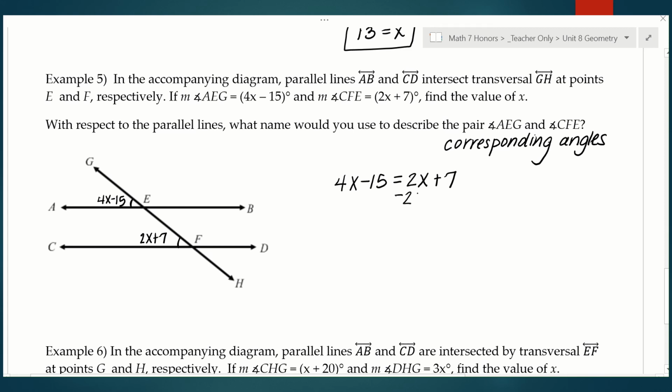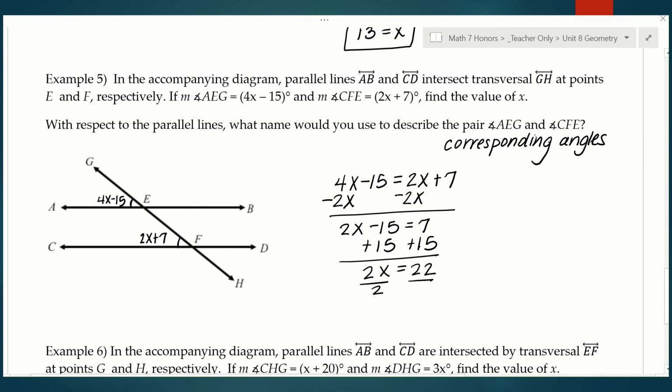All right, so let's get our variables to one side, subtract 2x. We're going to add 15. And we're going to divide by 2. And we get that x is equal to 11.